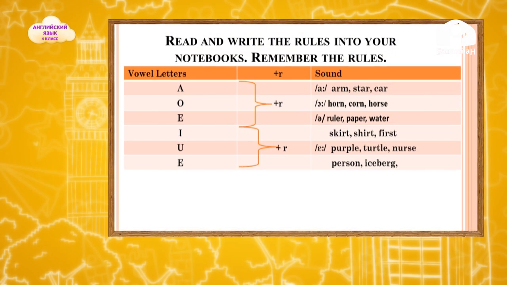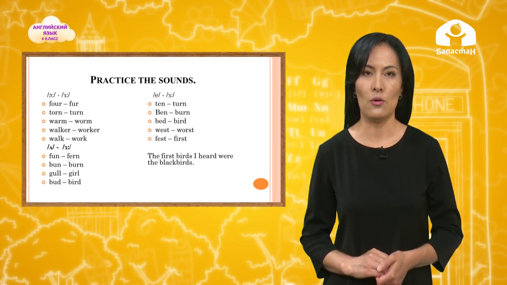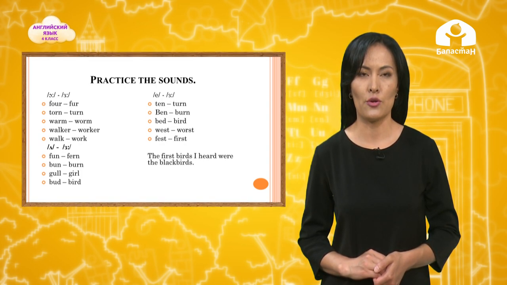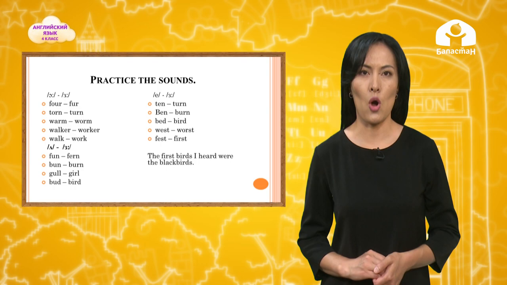Repeat the sounds. Now let's practice the sounds. O, E. For, fur, torn, turn, warm, worm, walker, worker, walk, work.